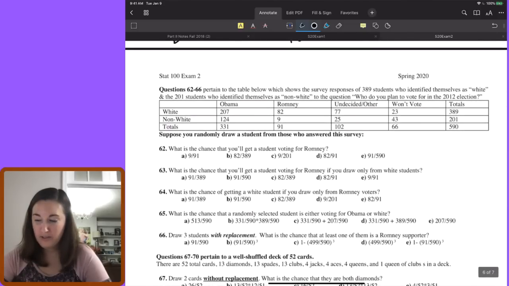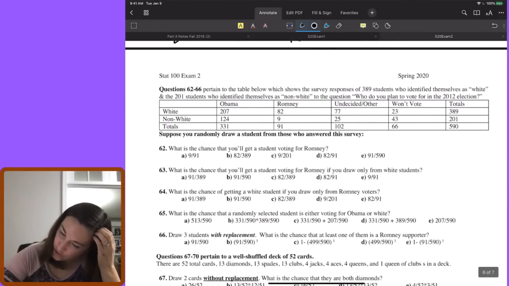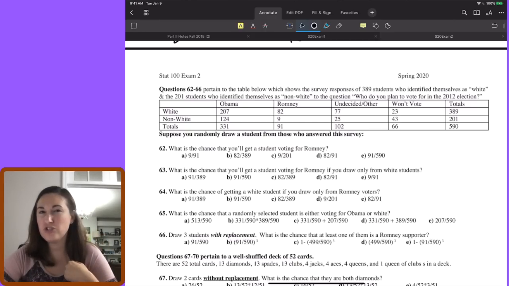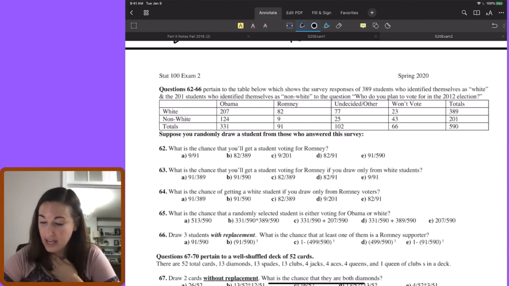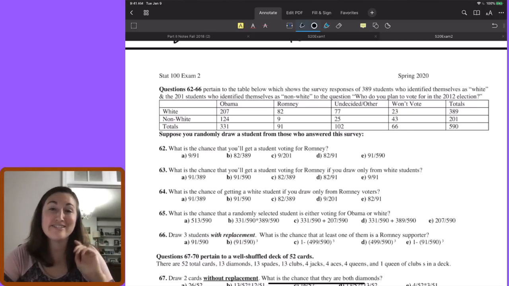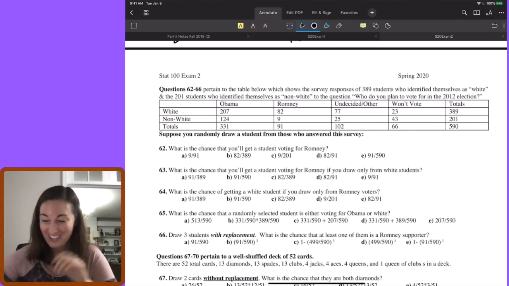Cool. All right. Probability. So it says questions 62 to 66 pertain to this table. So this is just reading a table. They give us all the data. This was, who do you vote for? Oh, this is old data. I guess 2012 election. I'll give you guys some new data on the next exam 3 about our election survey questions.